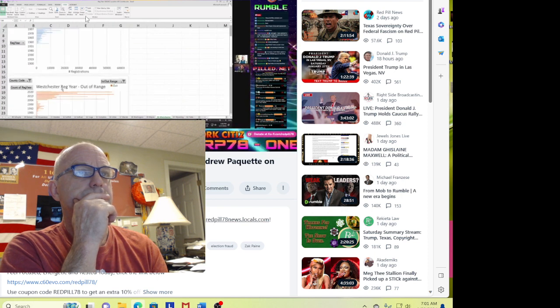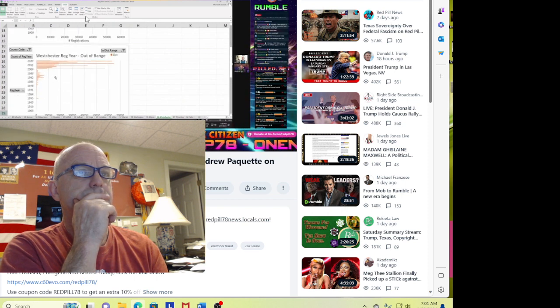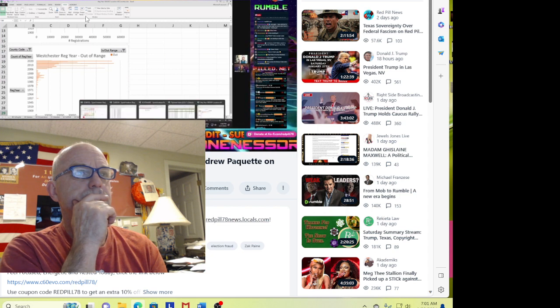And then here's Westchester. So you can see these are all the same. And the funny thing about their county ID numbers is that each is double the value of the previous one. So it's 15, 30, and 60, which is also kind of interesting. So now let's go to a different county.